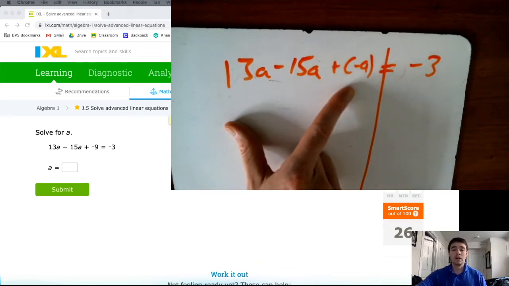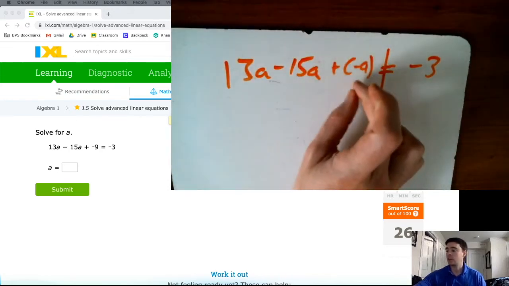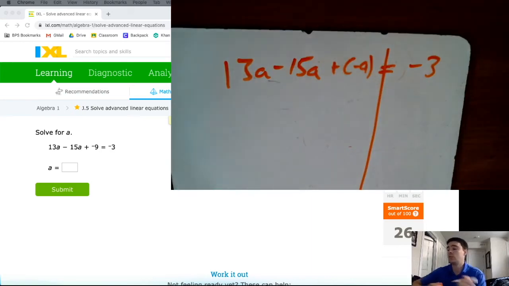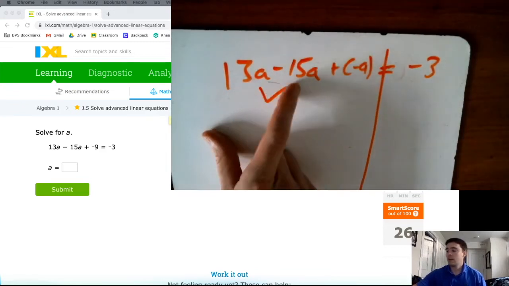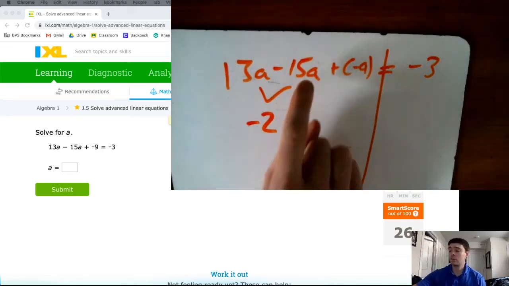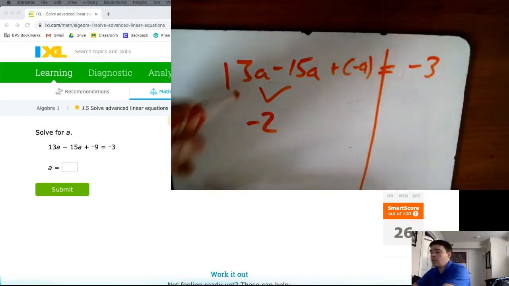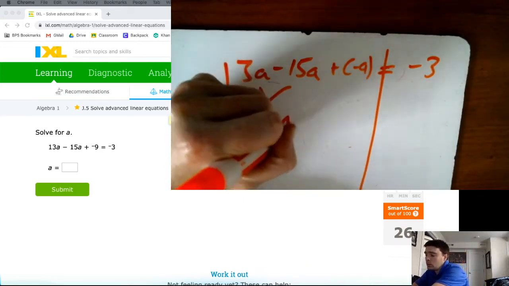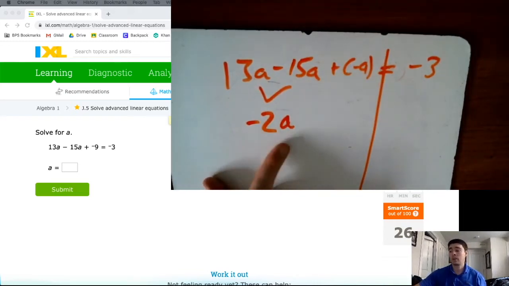I want to simplify this if I can. I can't combine the -9 with the a terms because it's not a like term, but I can combine the 2 a terms. In this case, 13a can be combined with -15a. 13 minus 15 gives me -2. I knew that because I know 15 minus 13 would be 2, and this is kind of the opposite of that. So if 13 minus 15 is -2, then 13a minus 15a will give us -2 copies of whatever a is.